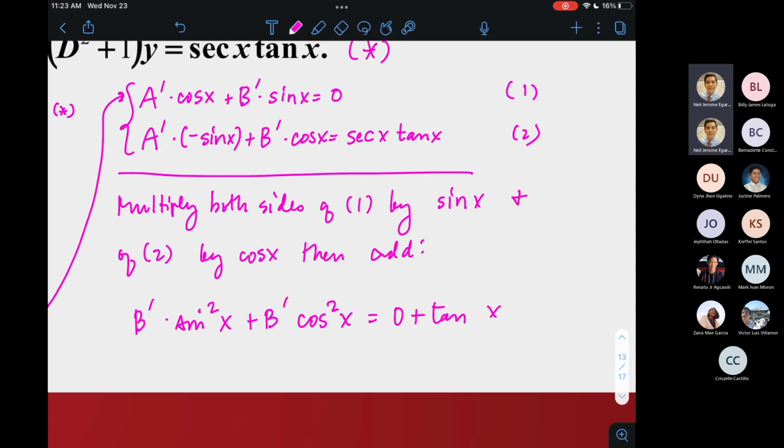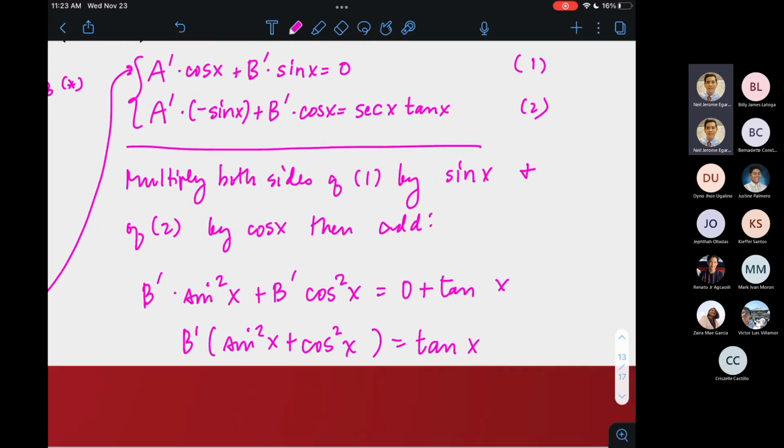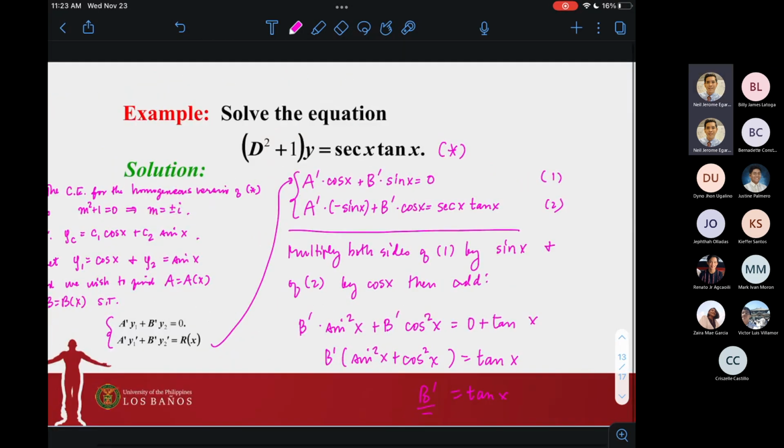All right. So essentially now, here I can factor out b prime. So I'll have b prime times sine squared x plus cosine squared x equals tangent x. By the Pythagorean identity, sine squared x plus cosine squared x is equal to 1. So we'll have b prime equals tangent x. But this is b prime, so we need to solve for b. All right? So I'll just integrate to get b, right?